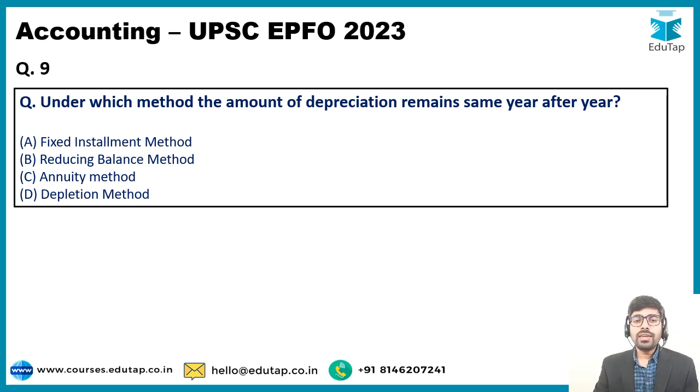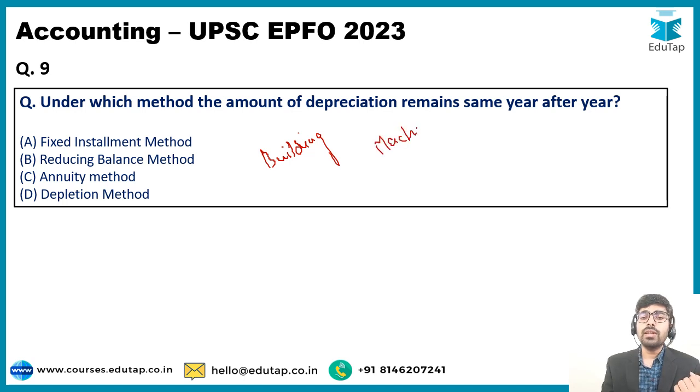Now coming to the next question: under which method does the amount of depreciation remain the same year after year? So guys, in our business we are using or purchasing different assets. Some are current, some are non-current or fixed assets. We may be purchasing a building, a car, an AC, or certain other machinery.